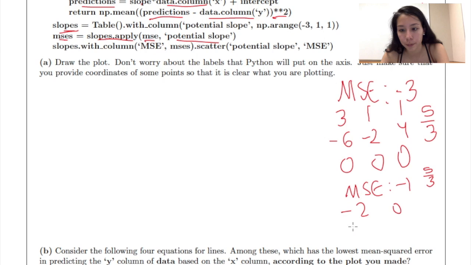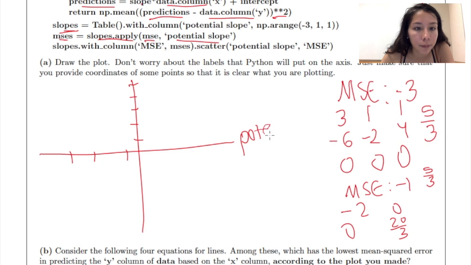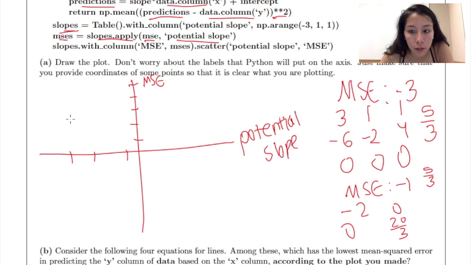So if we plot that out, this is the potential slope, and this is the MSE. So for -3, it's going to be 5/3, which will be right below 2. So that's -3, 5/3. For -2, it'll be 0.